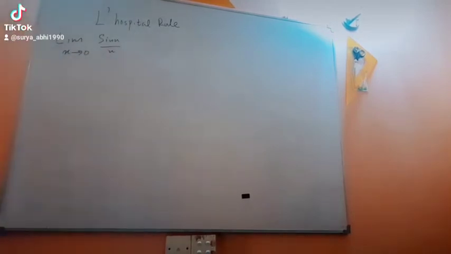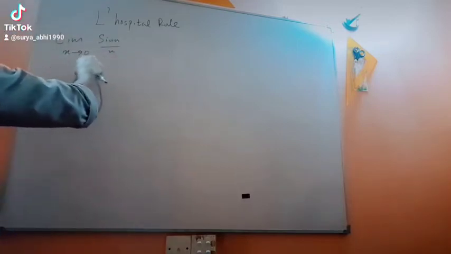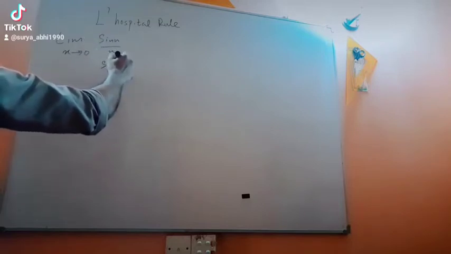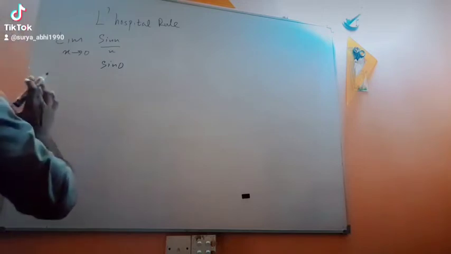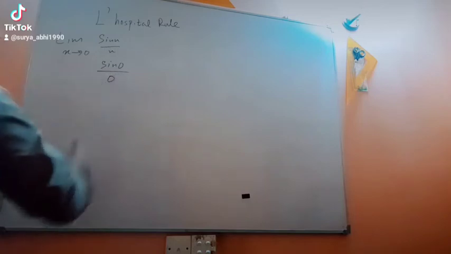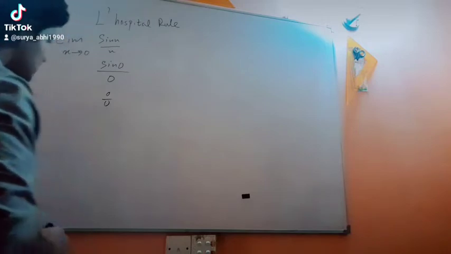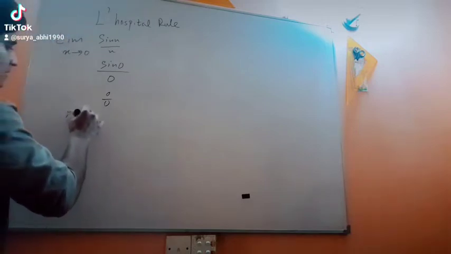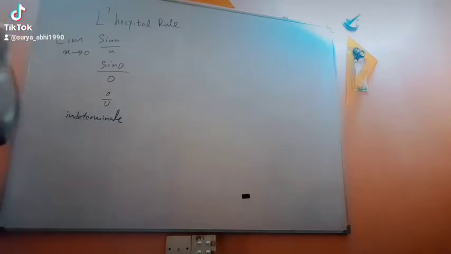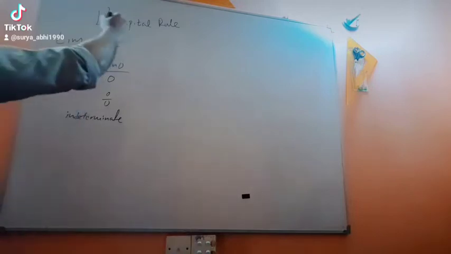Now look, if you directly apply x tends to 0 there, you get sine 0 in the numerator and 0 in the denominator. So it's like 0 divided by 0, which is simply an indeterminate form, because we cannot keep the answer like this. In that case we are going to use this L'Hopital rule.